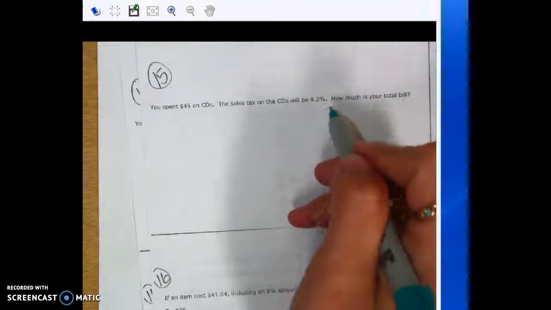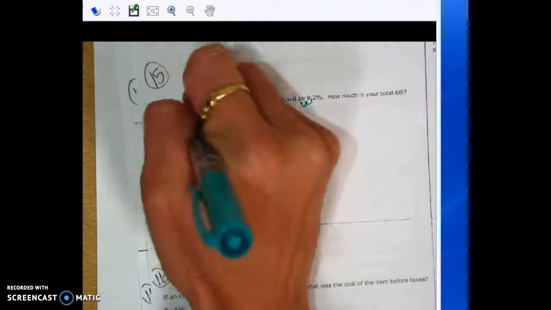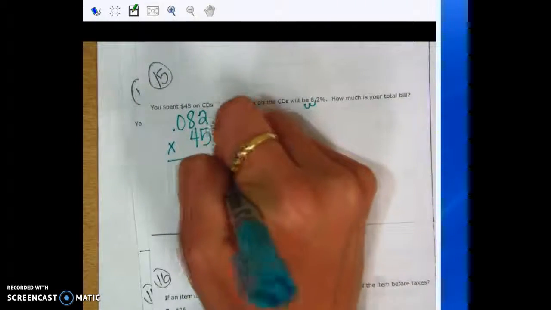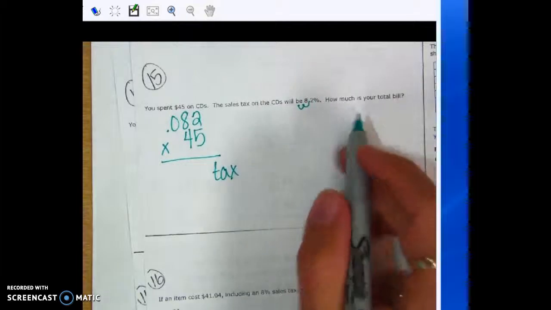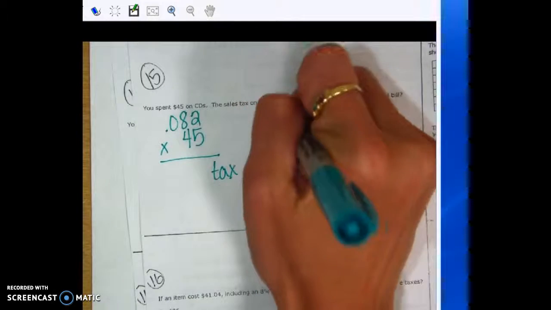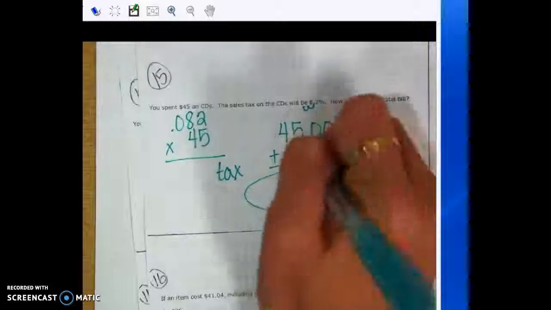All right, remember with percents, we change the percent to a decimal by moving the decimal two places and multiplying. So we have 45 times 0.082. Now, when you get your answer, that's only your tax. It says, what is your total bill? So we need to take your tax and add it to the $45. And then that is your final answer.